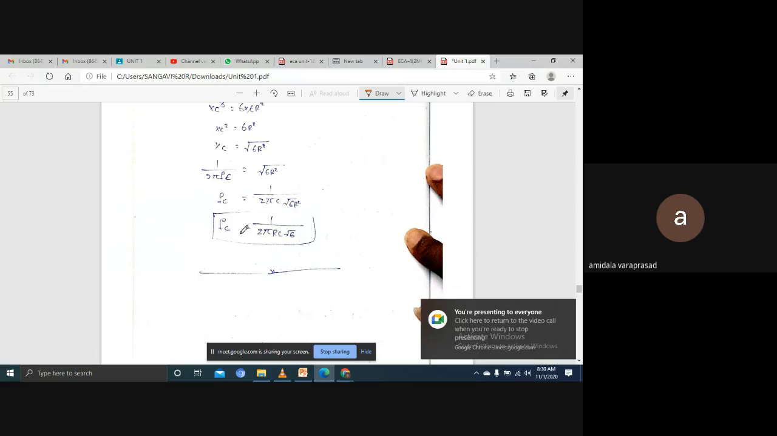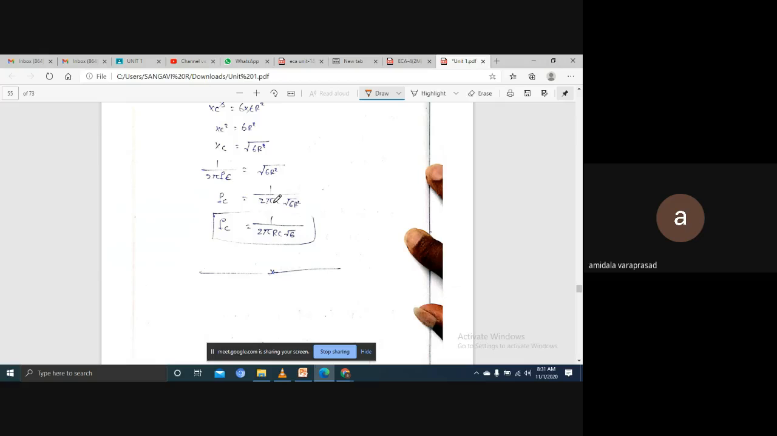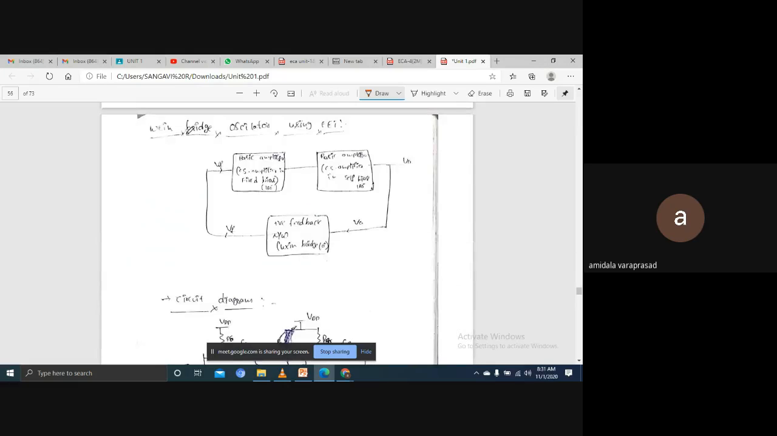Then fc is equal to 1 by 2 pi RC into root 6. We get root 6 R square, and R square and the root give root 6. There we got f is equal to 1 by 2 pi RC into root 10, where the root 10 comes from 6 plus 4 into RC by R. RC and R will be equal, and the root of 6 plus 4 is root 10. Here it is root 6. Please keep that in mind.